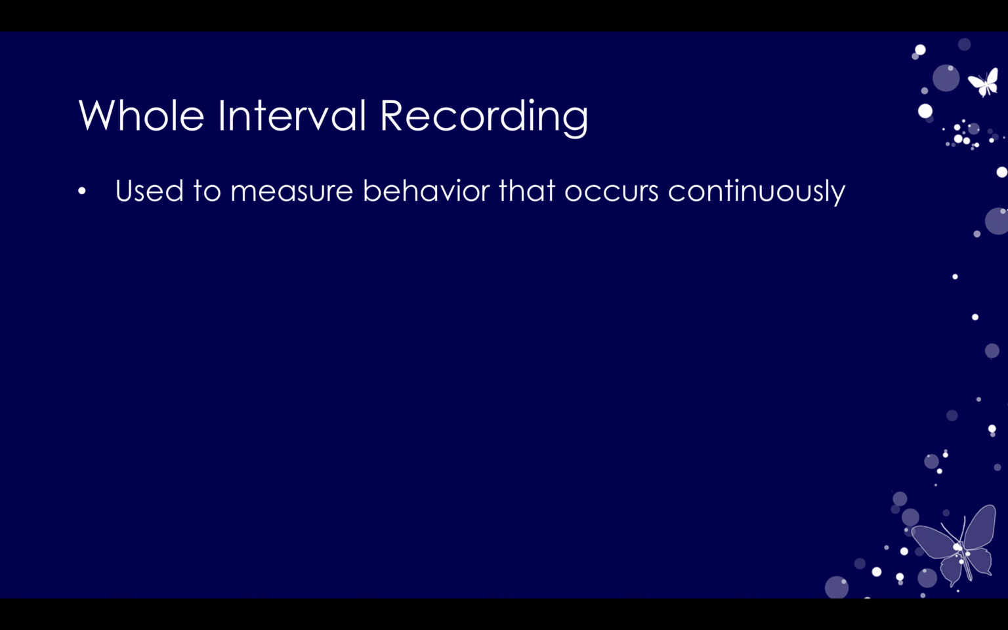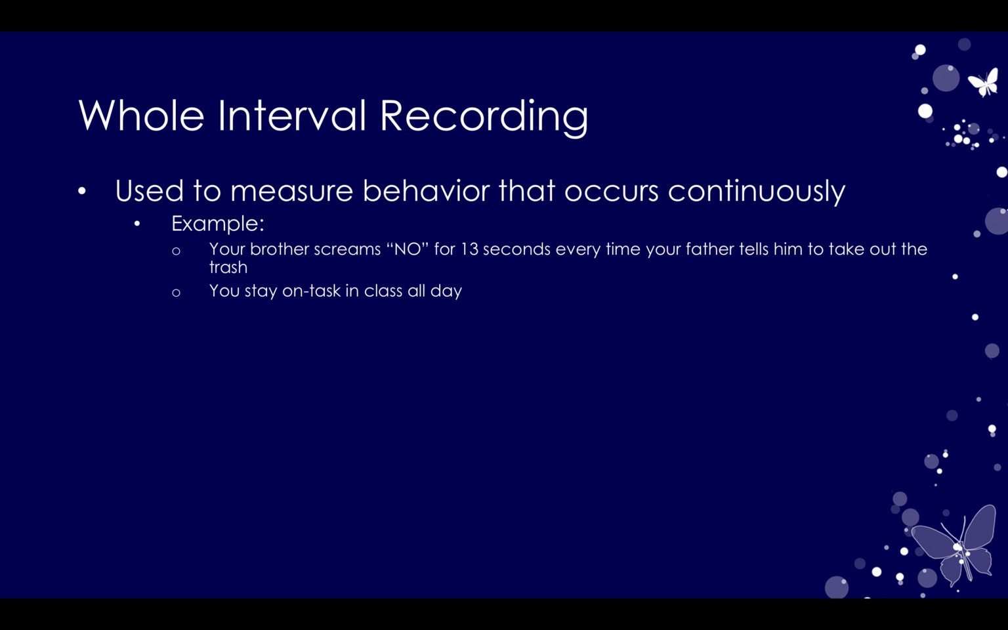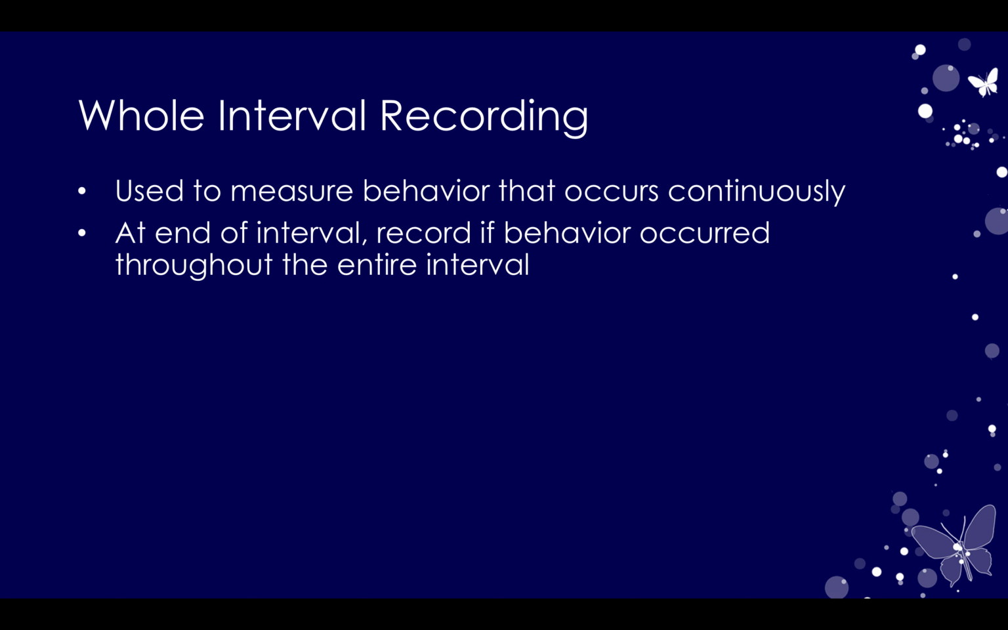Whole interval recording is a discontinuous measurement method that's used to measure behavior that occurs continuously. Some examples of continuous behaviors might be when your brother screams "no" for 13 seconds every time your father tells him to take out the trash, or when you stay on task in class all day. With whole interval recording, at the end of each interval, you record if the behavior occurred throughout the entire interval.